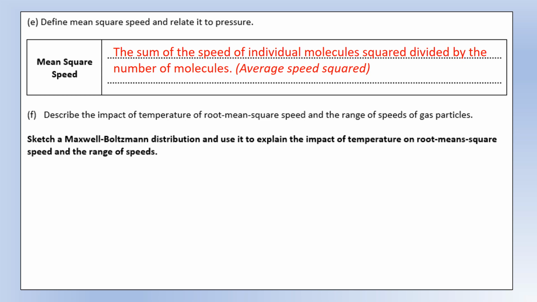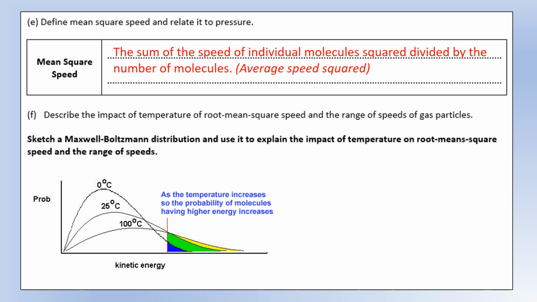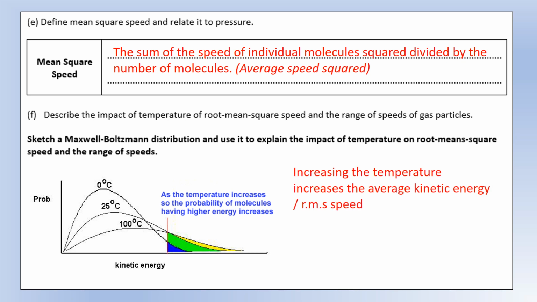So this allows us to model a whole system of gases where the molecules are all traveling at different speeds. Another thing that allows us to model them is something called a Maxwell-Boltzmann distribution, which looks something like this. This allows us to see the impact of increasing temperature on the root mean square speed of gases, or the kinetic energy, effectively. You can see from the graph that an increase in temperature increases the average kinetic energy, or the RMS speed, or the root mean square speed.